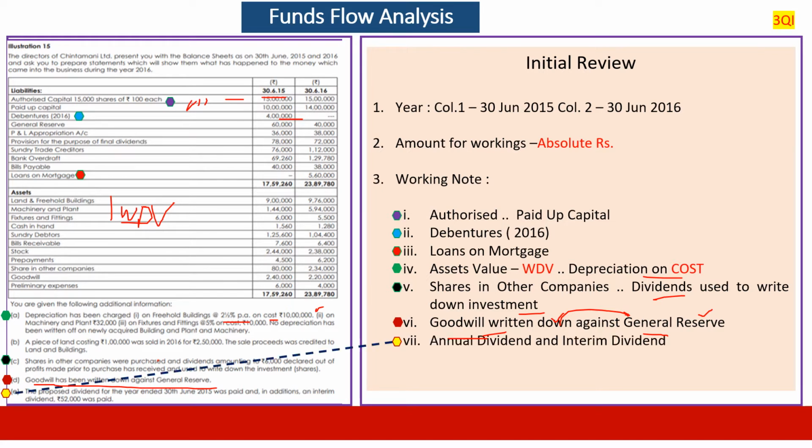Then we have two concepts of annual dividend and interim dividend. You have to understand one thing very clearly here. Annual dividend has been paid towards the previous year and interim dividend is paid towards the current year. Both are independent and hence in aggregate they form the total outflow. Means annual dividend plus interim dividend is the total dividend.